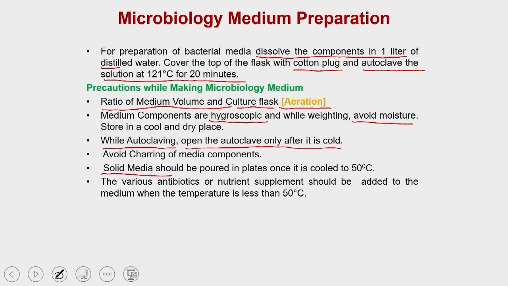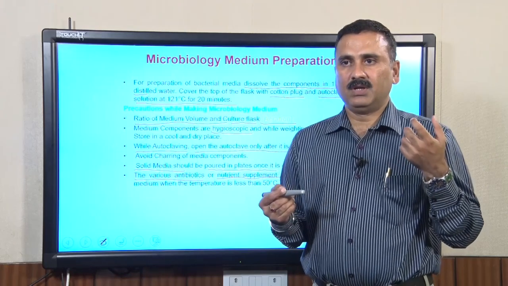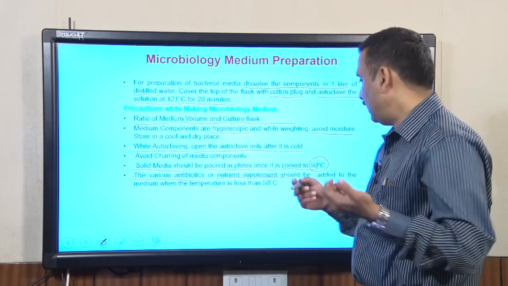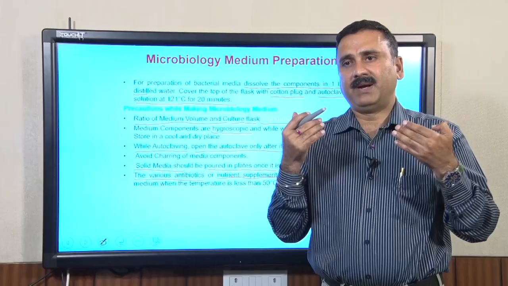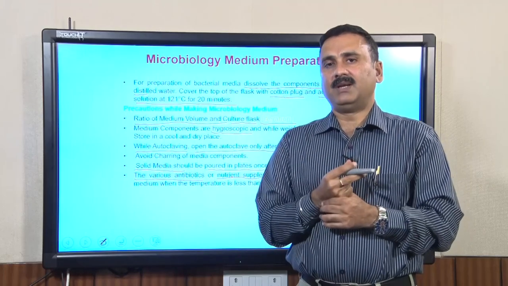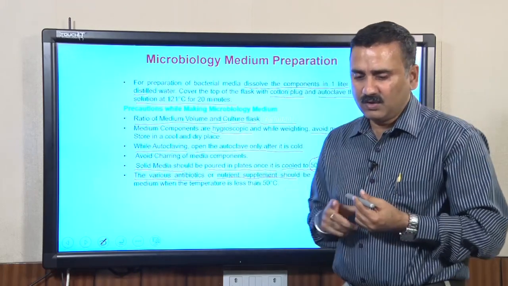if you are preparing a solid media, the solid media should be poured into plates once it has cooled to a temperature of 50 degrees Celsius. And once it is cooled down to 50 degrees Celsius, only then do you add the antibiotics or other nutrient supplements. For example, if you have to add glucose as a carbon source, you have to wait for the media to cool down to 50 degrees, and then only add it, and then use this media for bacterial growth as well as other prokaryotic cell growth. So let's move on to the other category.